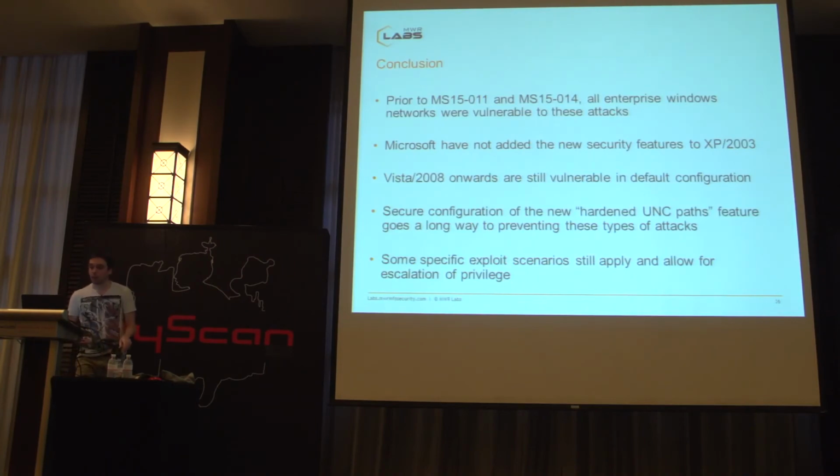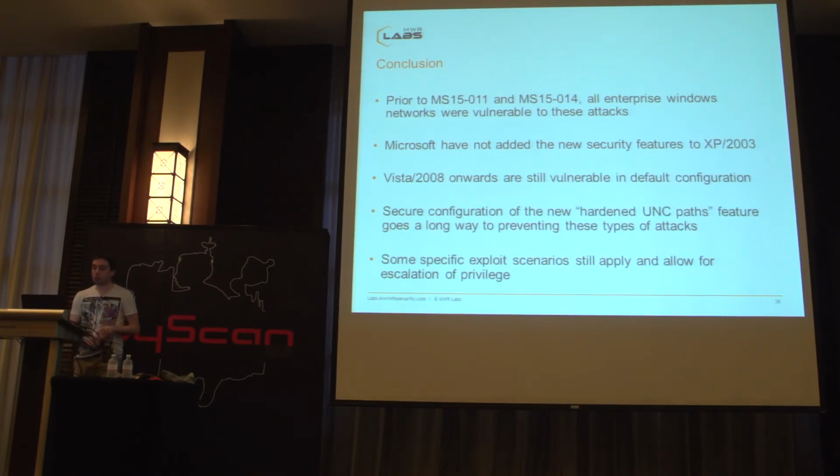So what's the conclusion here? Prior to MS15-011 and MS15-014, as far as I'm aware, pretty much all enterprise Windows networks were vulnerable to this. So if you can intercept the traffic, then you could apply these attacks. Now, Microsoft have not added these new controls to XP and 2003. Obviously, XP was out of support anyway, but I think 2003 was still in support. But if you've got XP and 2003 systems, you can't really directly protect against these attacks anyway. But at least Vista and 2008 onwards have got the new hardened UNC paths security feature. But they're still vulnerable in default configuration. It's something you have to go out of your way to configure.